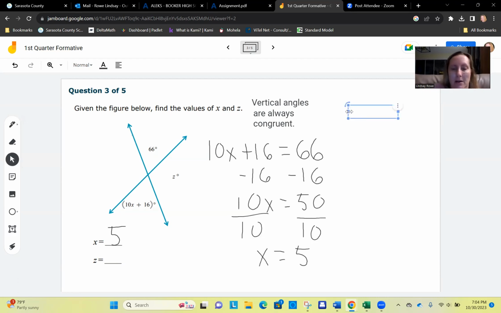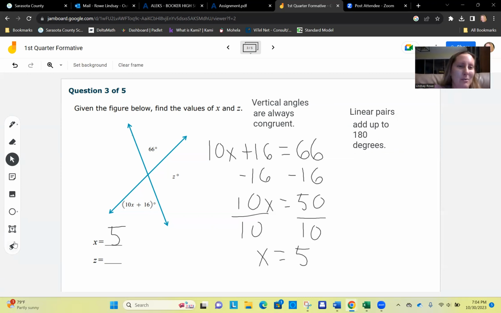so linear pairs, are they congruent, or do they add up to 180? What do you think? How do you remember? How do you see it? Linear pairs add up to 180 degrees. Okay, two different ways. 180 degrees, Miss Rowe.